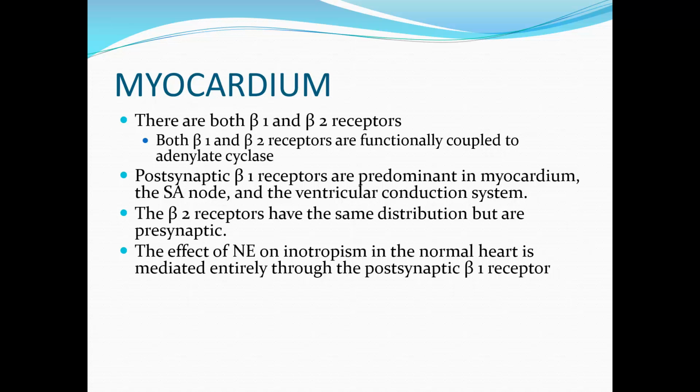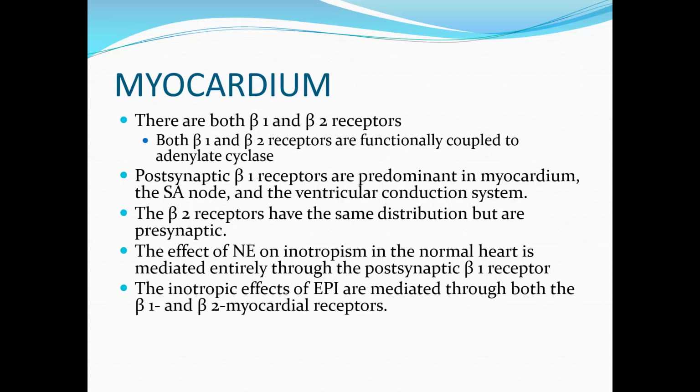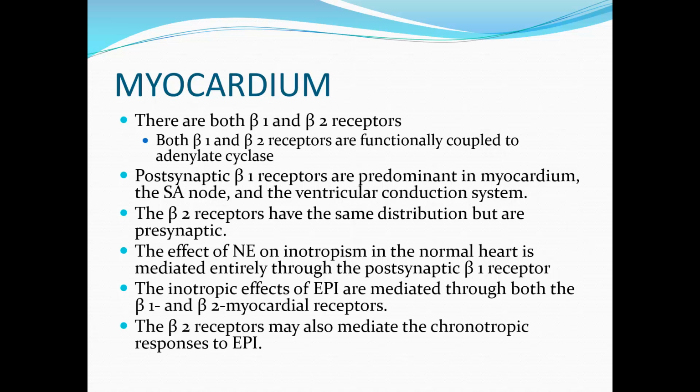So the effects of norepinephrine on inotropism in the normal heart is mediated entirely through the postsynaptic beta 1 receptors. The inotropic effect of epi are mediated through both the beta 1 and beta 2 receptors in the myocardium. And again, right now we're just talking about myocardium, not the blood vessels. Beta receptors may also affect chronotropism response to epinephrine.